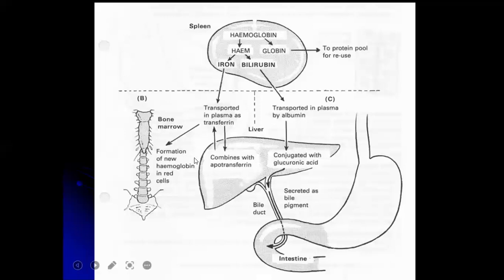Post-hepatic means bile has been produced and bilirubin is being obstructed from reaching the intestine. So we call that obstructive. So that is post-hepatic. There are hepatic causes, lesions or diseases within the liver that may cause jaundice.